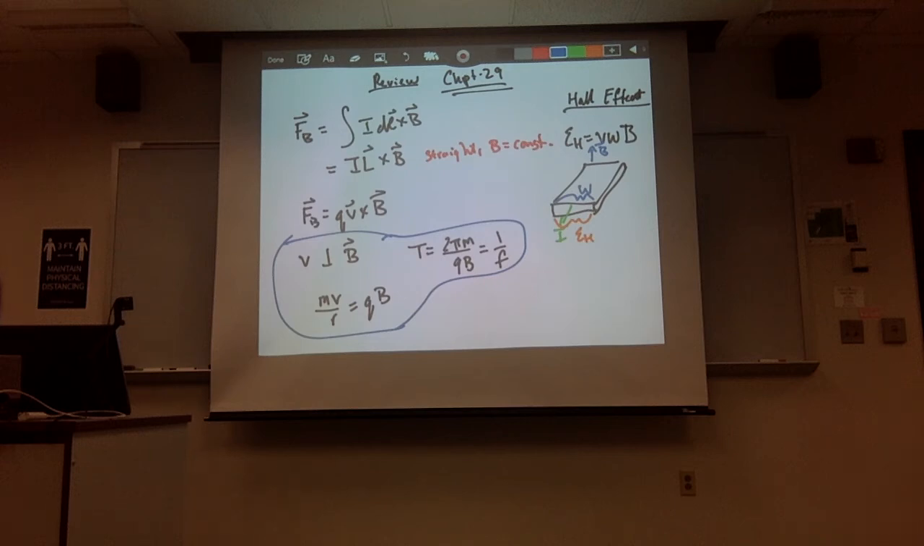We also looked at the Lorentz force. The Lorentz force says that the total force on a charged particle in both an electric field and a magnetic field is equal to the charge times the electric field plus the velocity crossed with the external magnetic field. So this is what we call the Lorentz force.